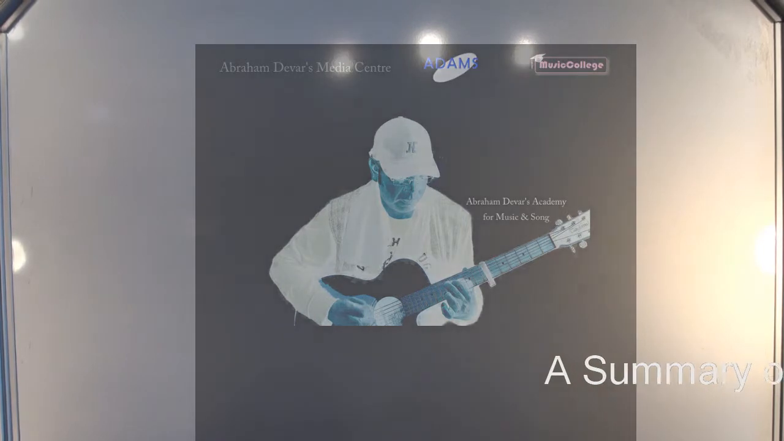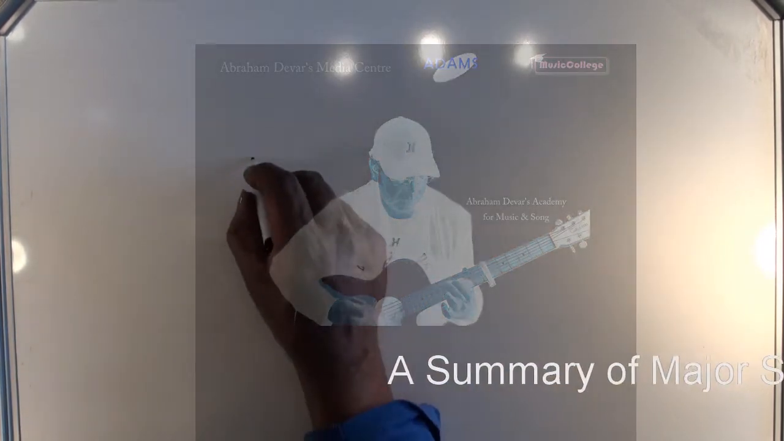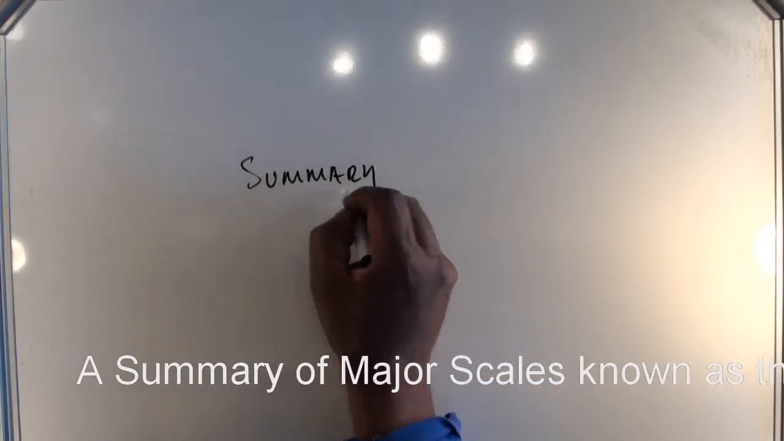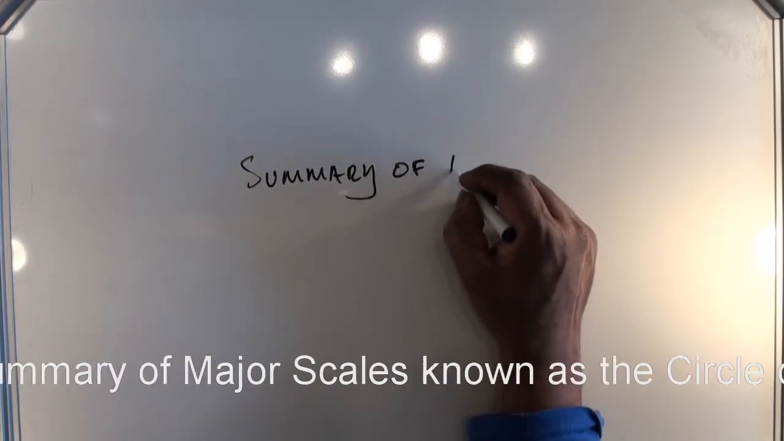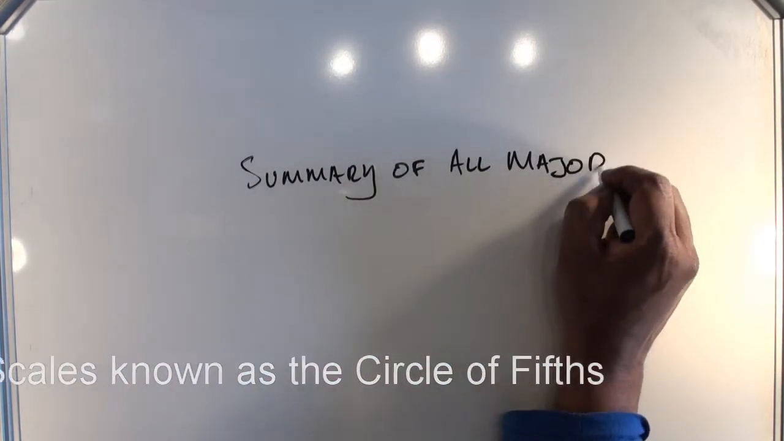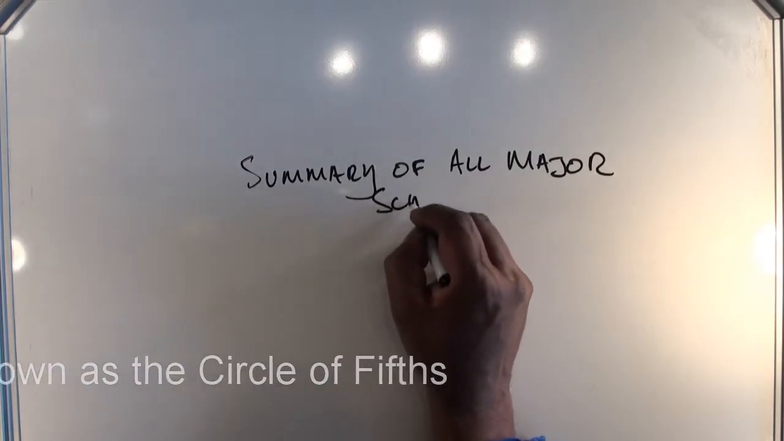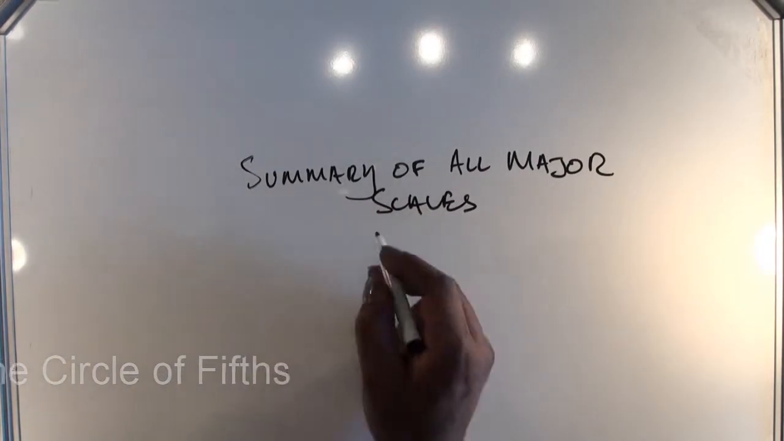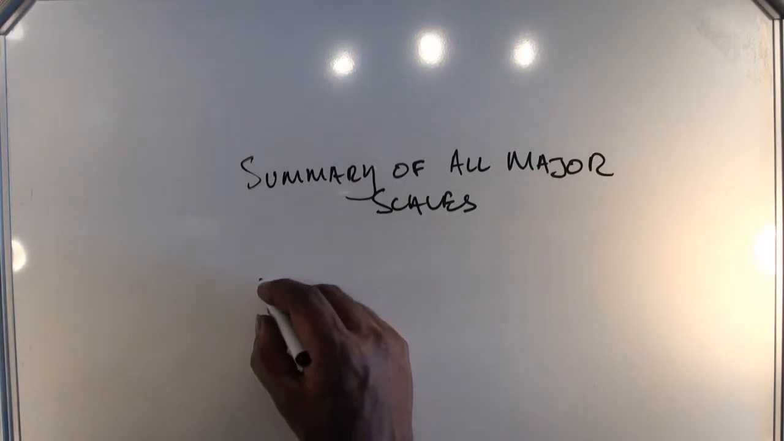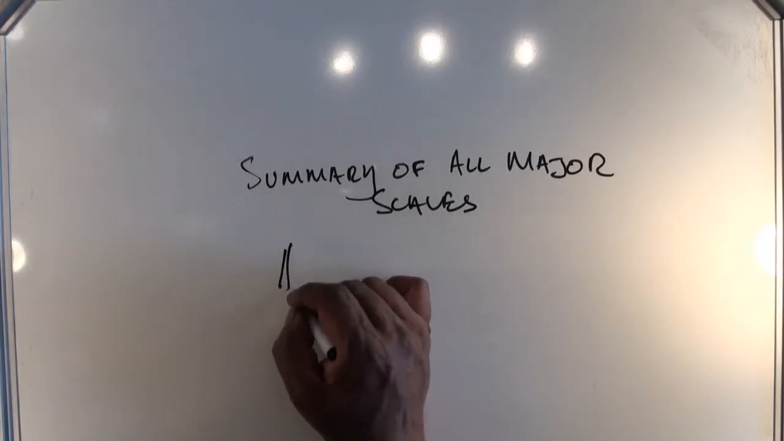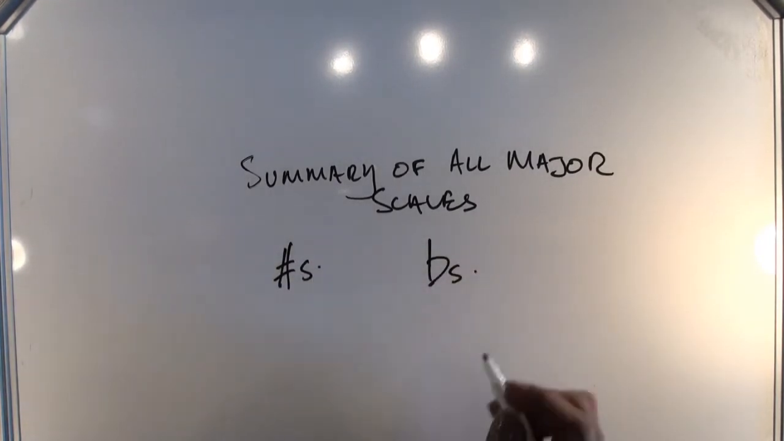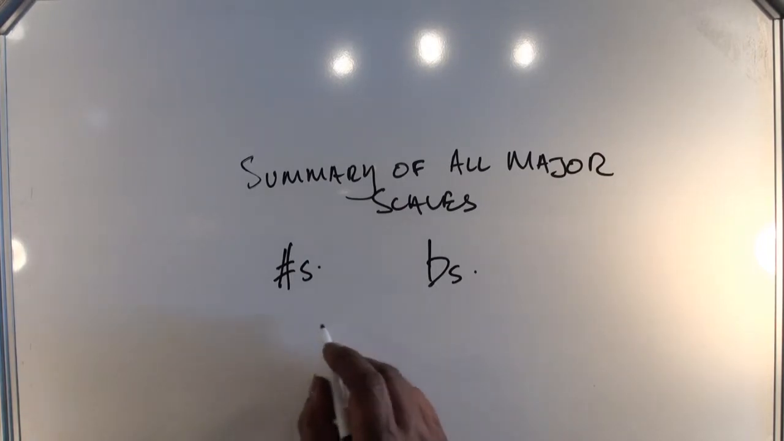In this video, we're going to discuss a summary of all major scales. As you already know, we have two sections of scales: scales that have sharps in them and scales that have only flats in their members.